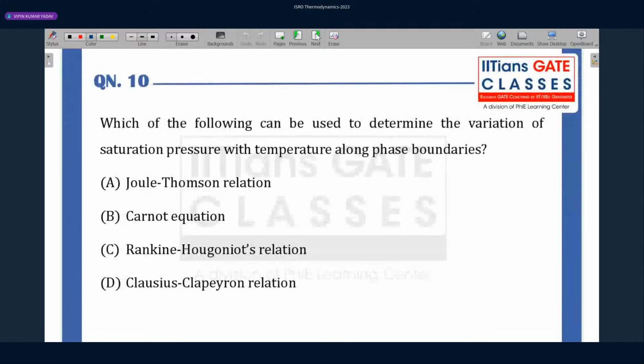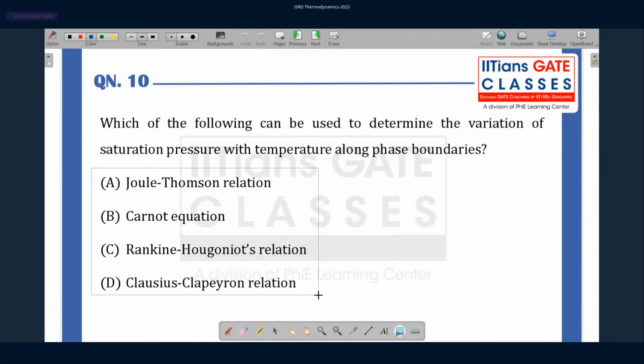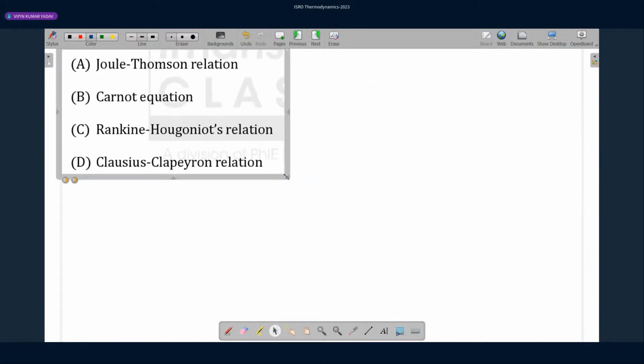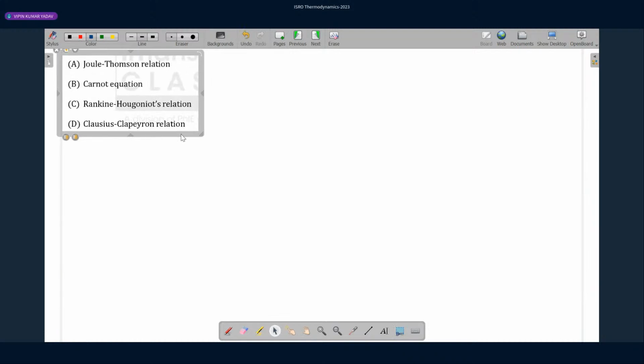Which of the following can be used to determine the variation of saturation pressure and temperature along phase boundaries? This is very simple. So you have these four equations, relations, and they are asking which relates saturation temperature and pressure along a phase boundary.